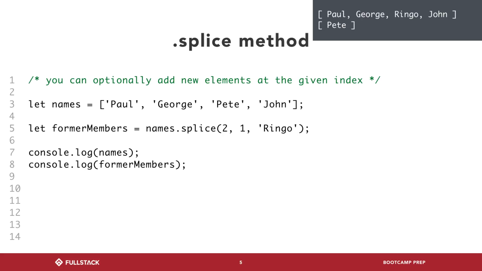Yes? So when you're taking away 2 instead of 1, is it just taking away the next one? Yep. Basically, if this was a 2, then we just take away Pete and John, and then add Ringo at index 2. Like this will be the new index, whatever this is.